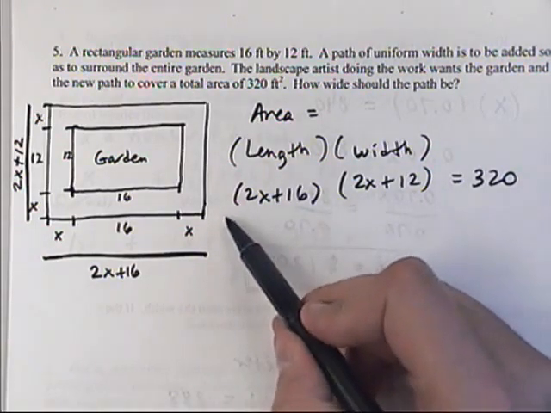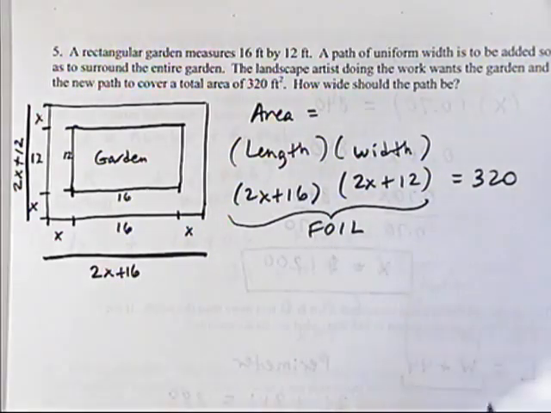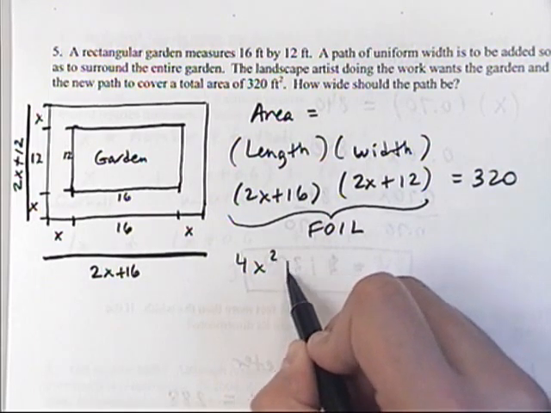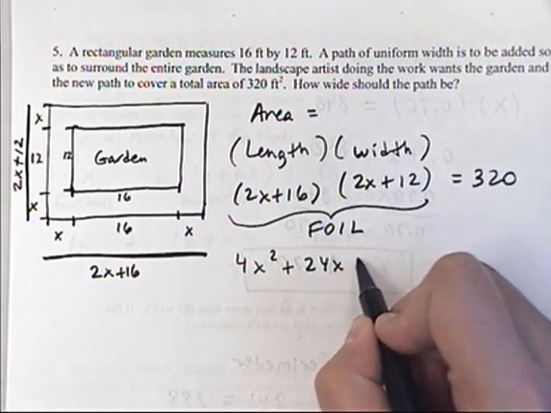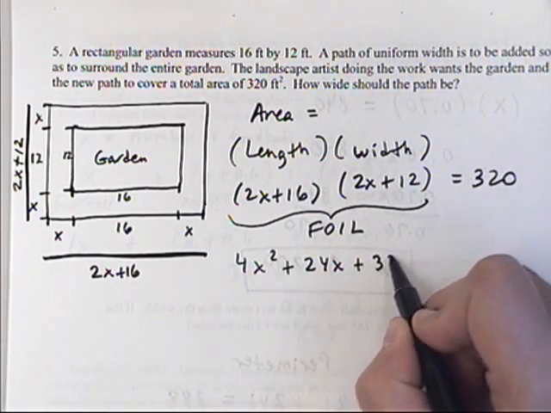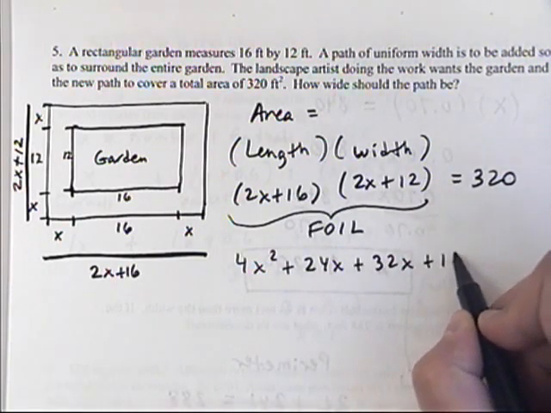The first thing we're going to do is FOIL these two together: first, outer, inner, last. First, 2x times 2x is 4x squared. Outer is 2x times 12, 24x. Inner is 16 times 2x, which is 32x. And last would be 16 times 12, which is 192.